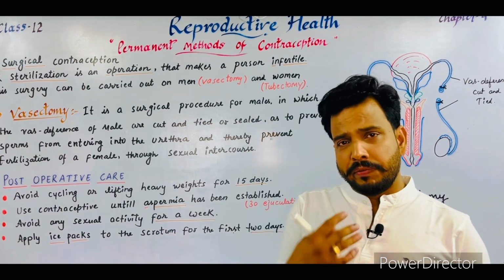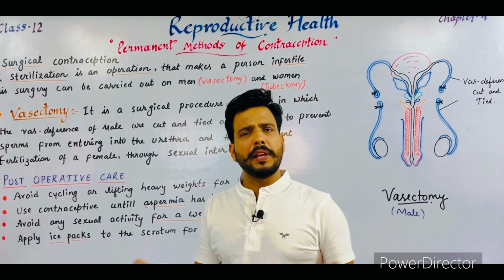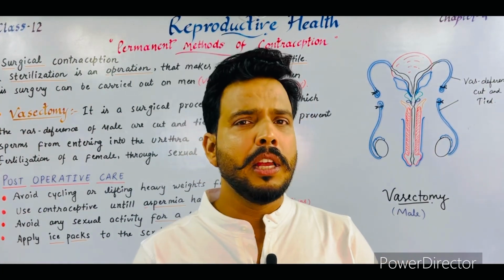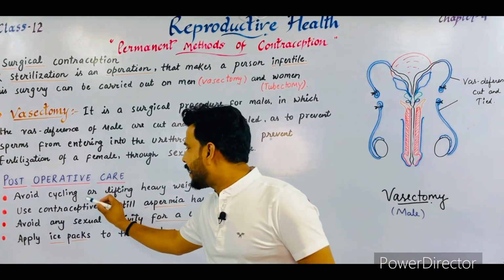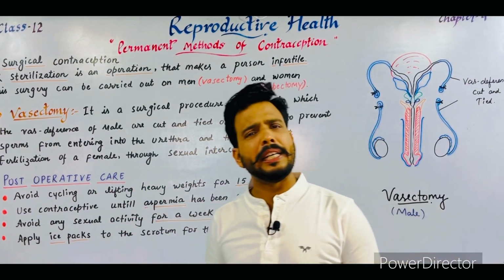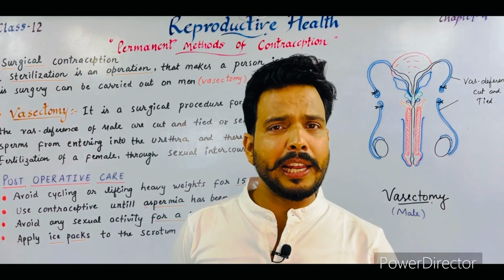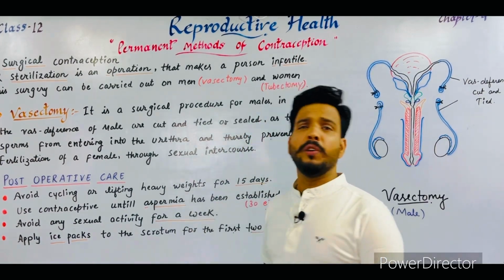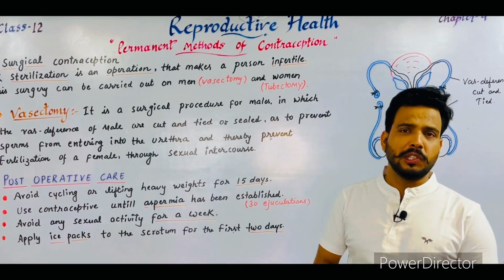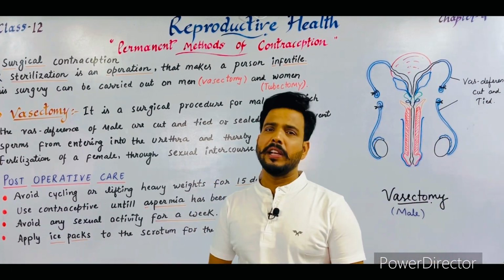In case of vasectomy, first of all, it is very important to take rest for at least 24 to 48 hours. After that, avoid cycling or lifting heavy weights for 15 days. At least for 15 to 20 days, we should avoid cycling or lifting any heavy weight that may cause a problem after your surgery. So avoid cycling and lifting heavy weights.